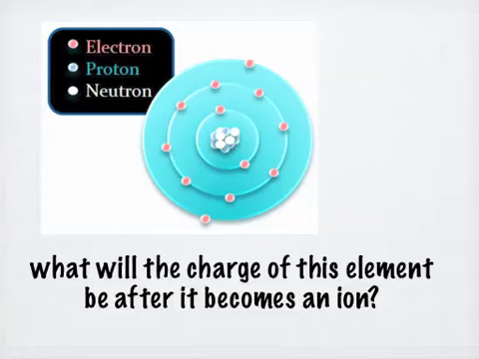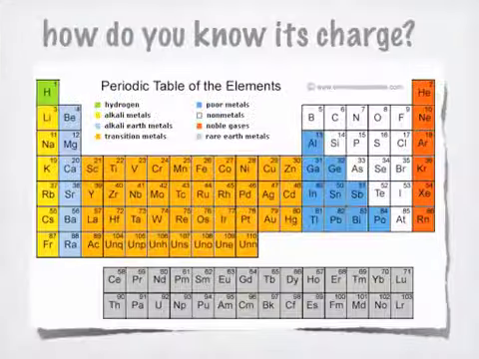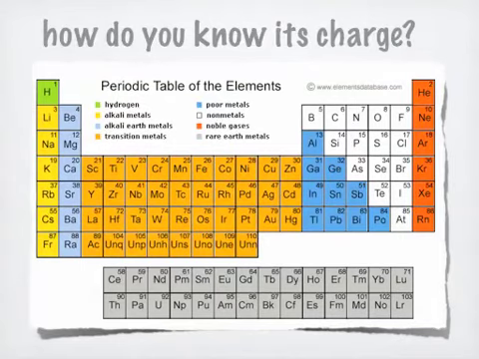So, what will the charge of this element be? If it loses those 2, it's going to be 2 positive. Okay? Thank you. So how do you know its charge? The best way to know its charge, again, is by the column. So what you do is you're going to get this periodic table on your quiz. The only information you have is the atomic numbers and the columns. Remember, ignore this orange section when you're talking about valence and charge, okay?